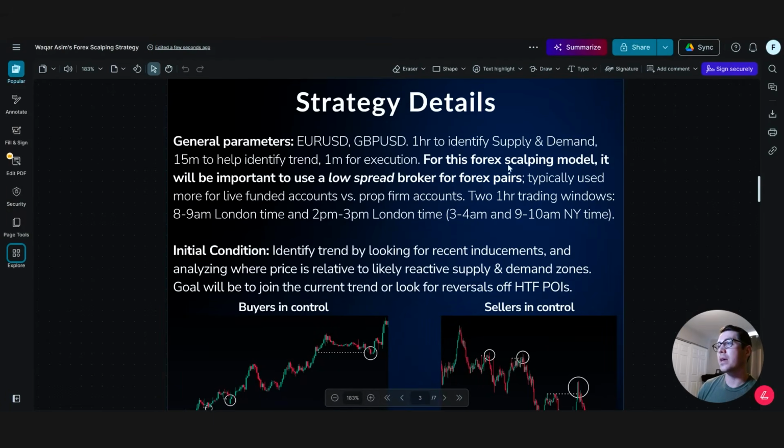If you are trading with a low spread broker, that's usually more of a live funded account. There may be some prop firms that offer it, but most prop firms you're dealing with like 2-3 pip spreads. It's just not tight enough for this scalping model.